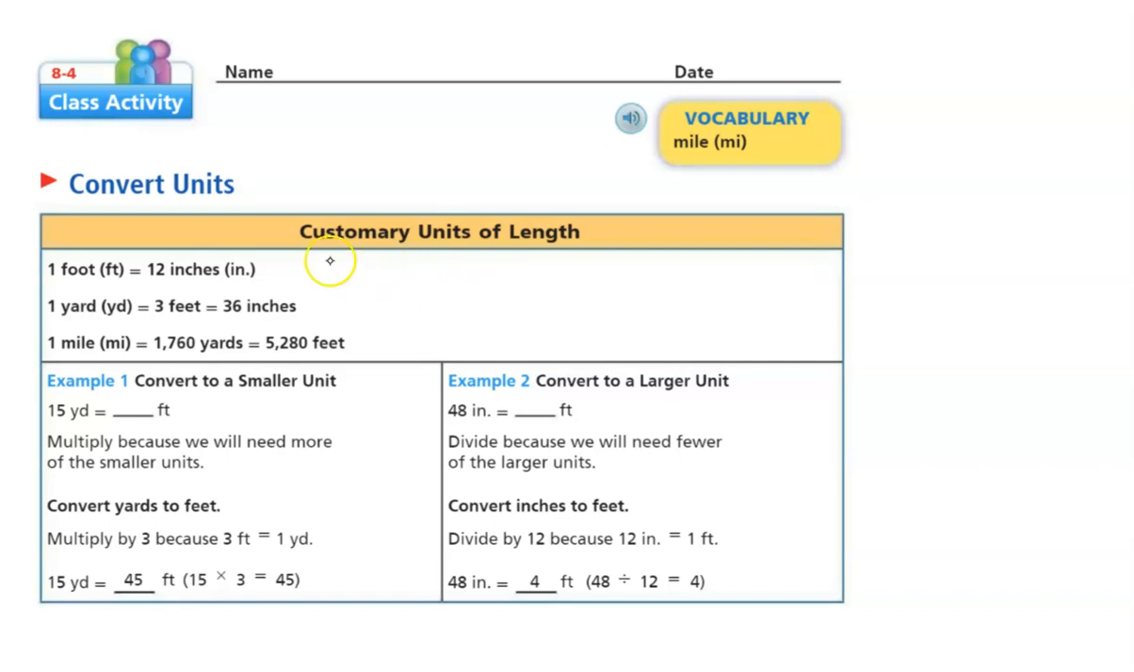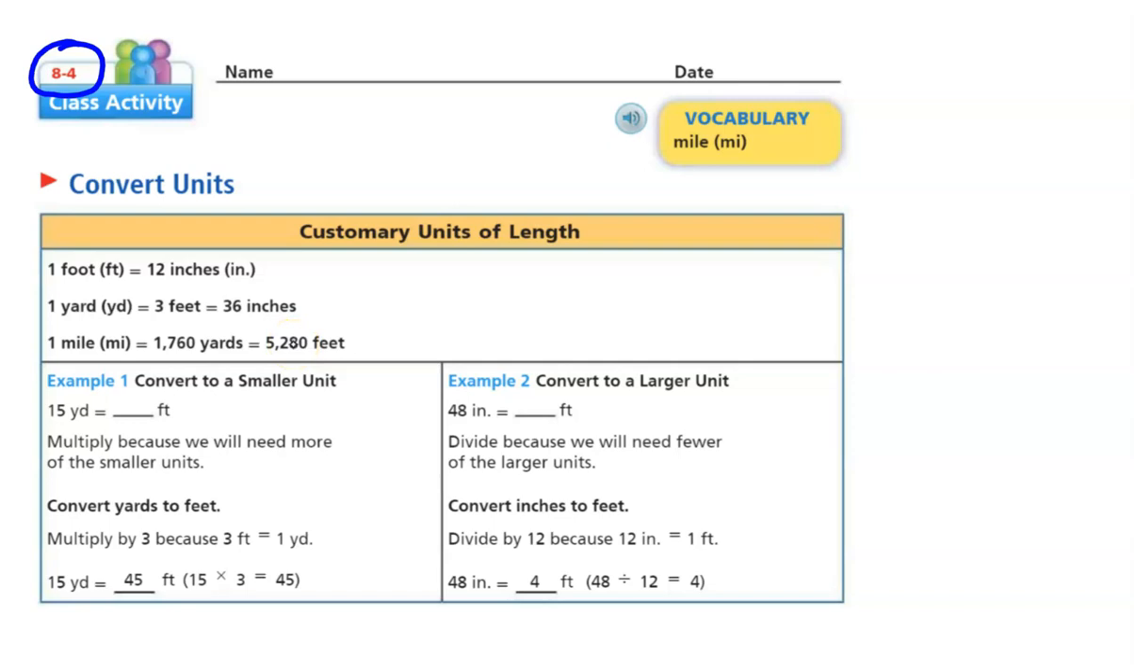So customary units of length are these three that you're looking at the top of this little chart here. By the way, I went kind of fast. Use this 8-4. Make sure your SAB is open. What they're showing you is that if you have a foot, that's the same as 12 inches. If you have a yard, that's the same as 3 feet, which is also the same as 36 inches. And if you have a mile, that is the same as 1,760 yards, and also the same as 5,280 feet.